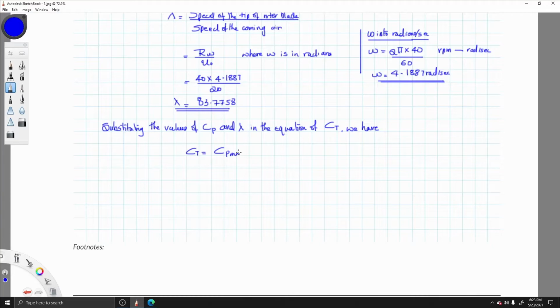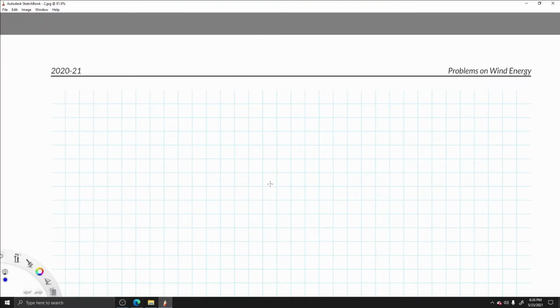Cp or Cp max, both are same, divided by lambda, which is given by 0.593 divided by lambda 83.7758, which is equal to 0.0070. So the value of Ct equal to 0.0070. So we have found out what is the value of Ct.